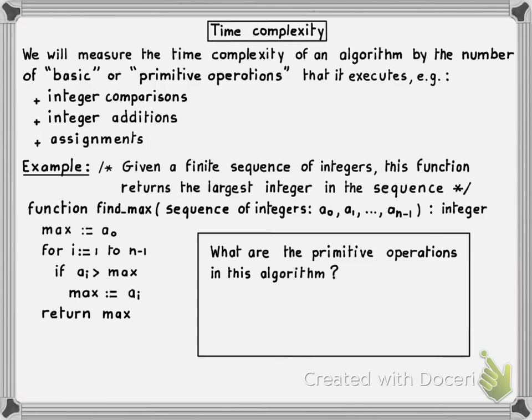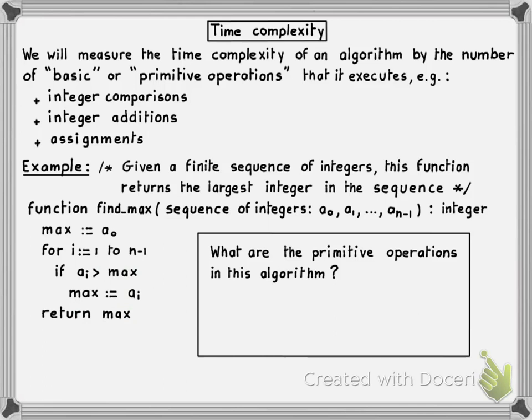Well, the first one is an assignment statement. The next one is a loop. Now remember, a loop in this case is not a primitive operation because its runtime depends on the size of the input, namely the value n. However, the body of the loop contains an integer comparison right here and then another assignment statement right there.